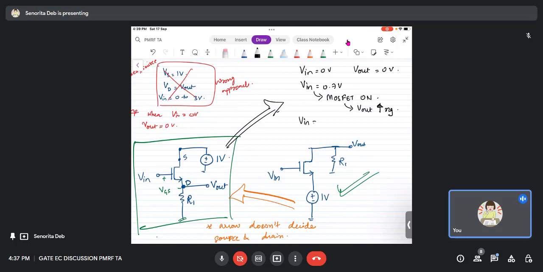Now V in reached 1.7 volts. What will happen? V out will reach what value? We had seen it. When V in is 1.7, V out will reach 1 volt. Now when V in is 1.8 volts, we know VTH is 0.7. So I cannot say that V out is 1.1 because now again drain and source will invert their functions, right? And once drain and source have inverted their functions, you will see that you will reach a point where V out is still 1 volt. It cannot go beyond that.